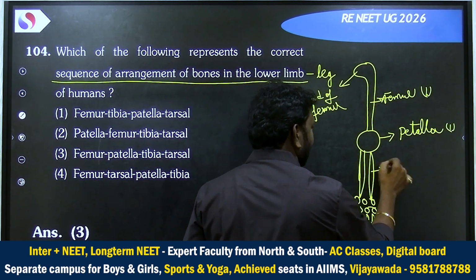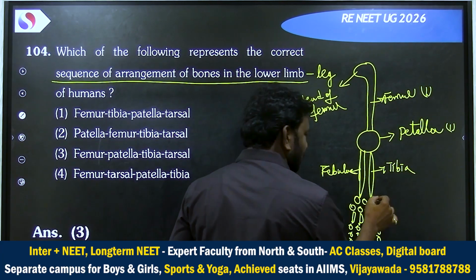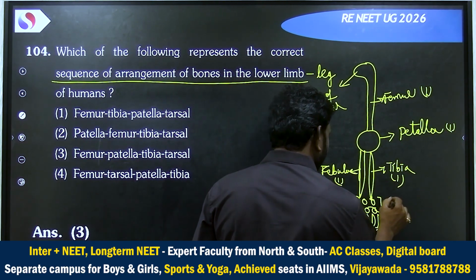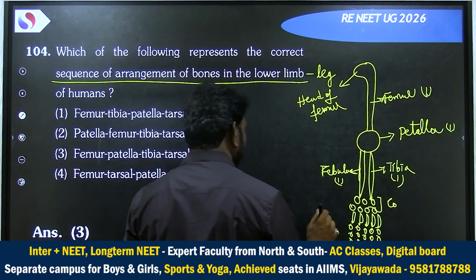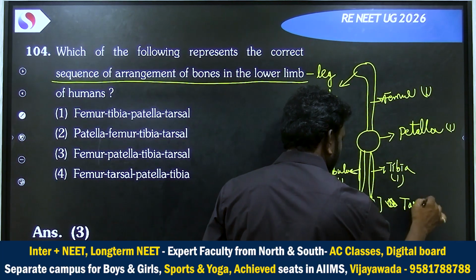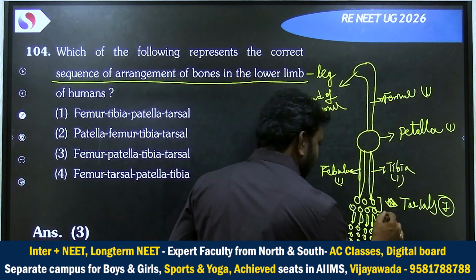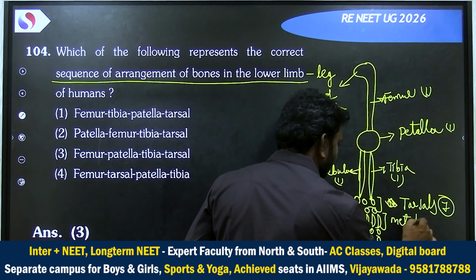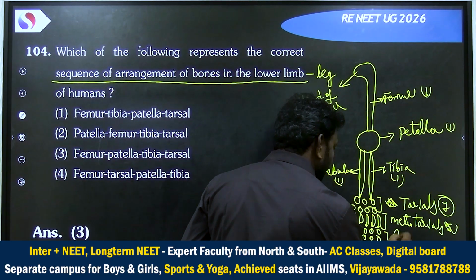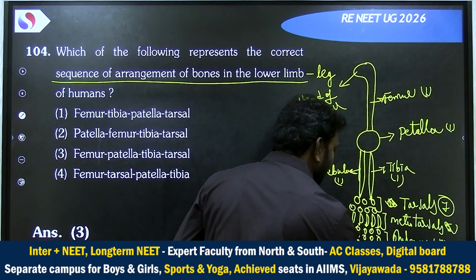So this one is a tibia and the opposite one is a fibula. Then these are called tarsals, 7 in number. Metatarsals, 5 in number. These are phalanges or digits, 14 in number.